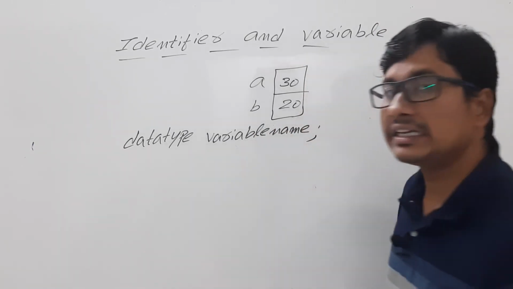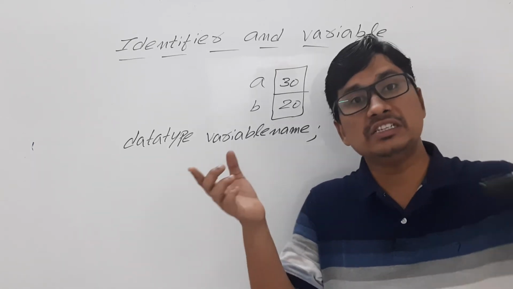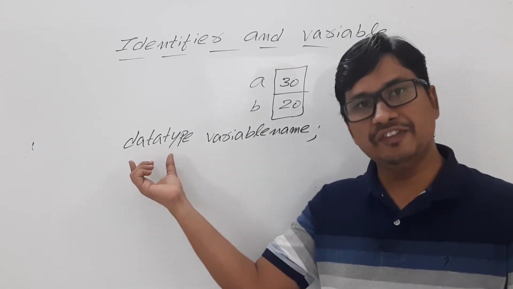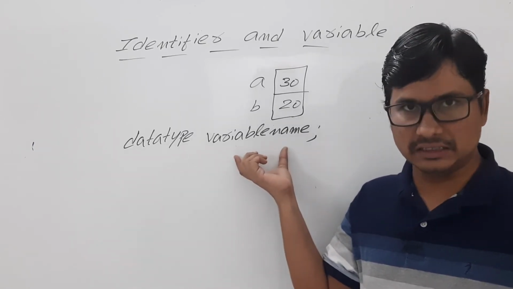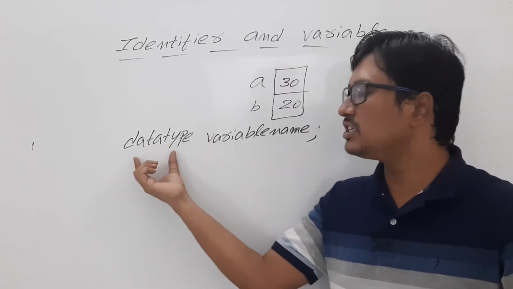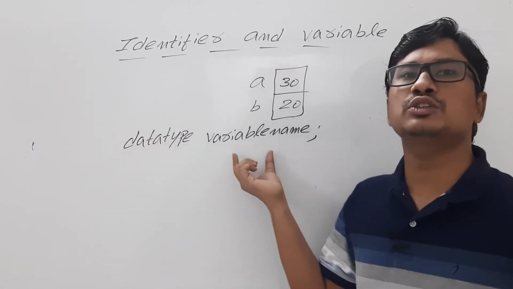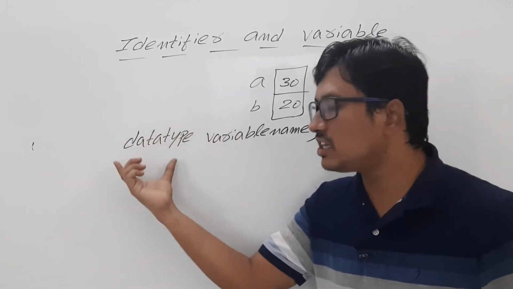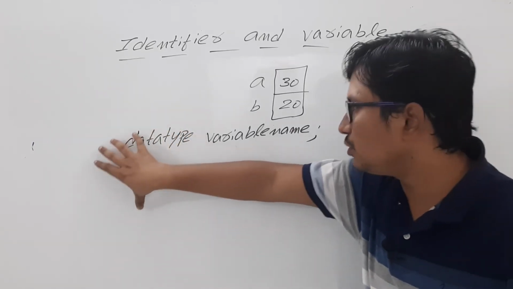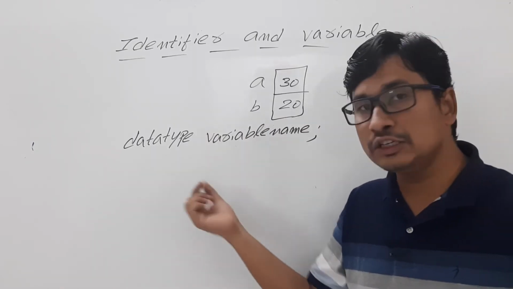The data type will tell you what kind of value you can store in a variable, or what is the range of values you can store in a variable. Suppose if it is an int, you can store integers. If it is a boolean, you can store true or false. If it is a float, you can store real numbers. If it is a char, you can store a character. If it is a string, you can store a collection of characters. So the data type will tell you what kind of values you can store. Similarly, I told you about the range also.